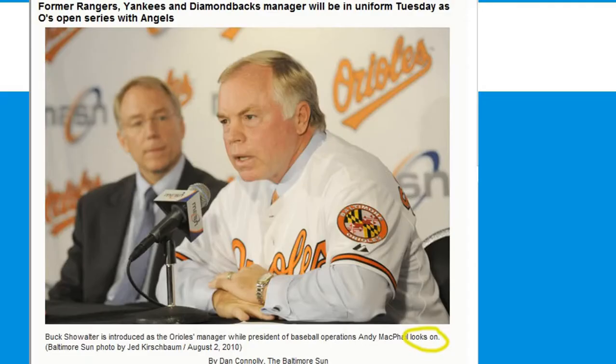This is a baseball one from a long time ago. It always stuck out to me and I saved it: Buck Showalter is introduced as the Orioles manager while president of baseball operations Andy MacPhail looks on. Never use looks on. We spend our whole lives looking on. No one thinks that's interesting. Avoid that kind of language. We only need to talk about who's in the foreground of the picture, not the background.